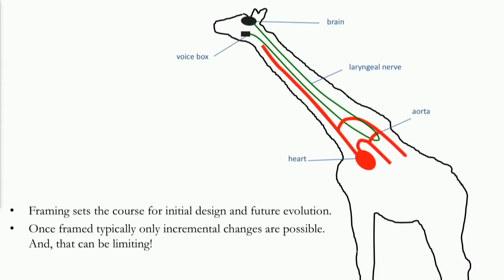Now, in businesses, things can be more consequential. Oh, sorry. This is the whole point of the slide. Framing sets the course of the initial design and future evolution. So you got to get this framing right because it's going to impact you down the road. Once framed, typically only incremental changes are possible. Again, for the giraffe, it means it's stuck without the ability to make much sound. Businesses, things can be consequential as well. We develop our own versions of laryngeal nerves. Things that are constraining, yet hard to change.